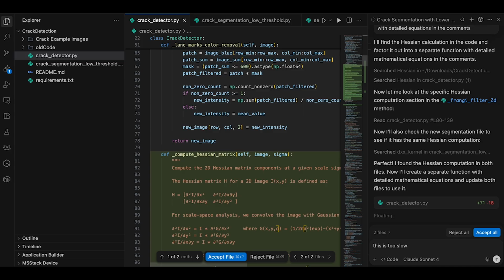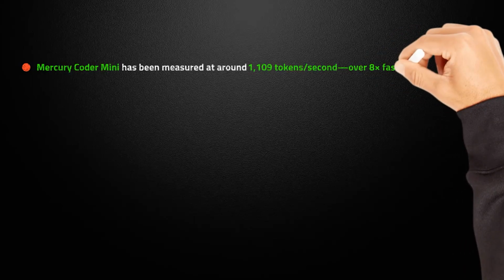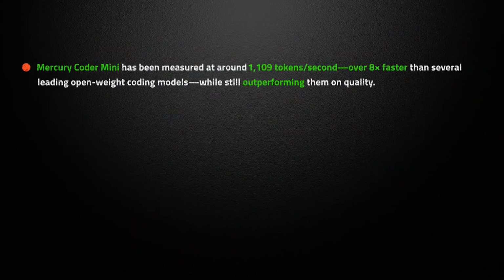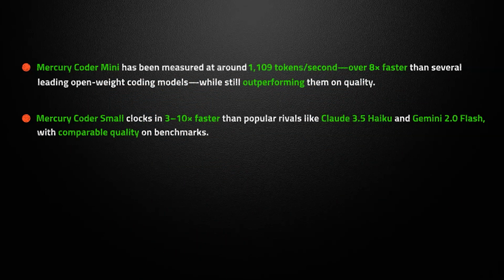And here are some numbers to anchor this. Mercury Coder Mini has been measured at around 1109 tokens per second, which is 8x faster than several leading open weight coding models, while still outperforming them on quality. Mercury Coder Small clocks in 3 to 10x faster than popular rivals like Claude 3.5 and Gemini 2.0 Flash, with comparable quality in benchmarks.